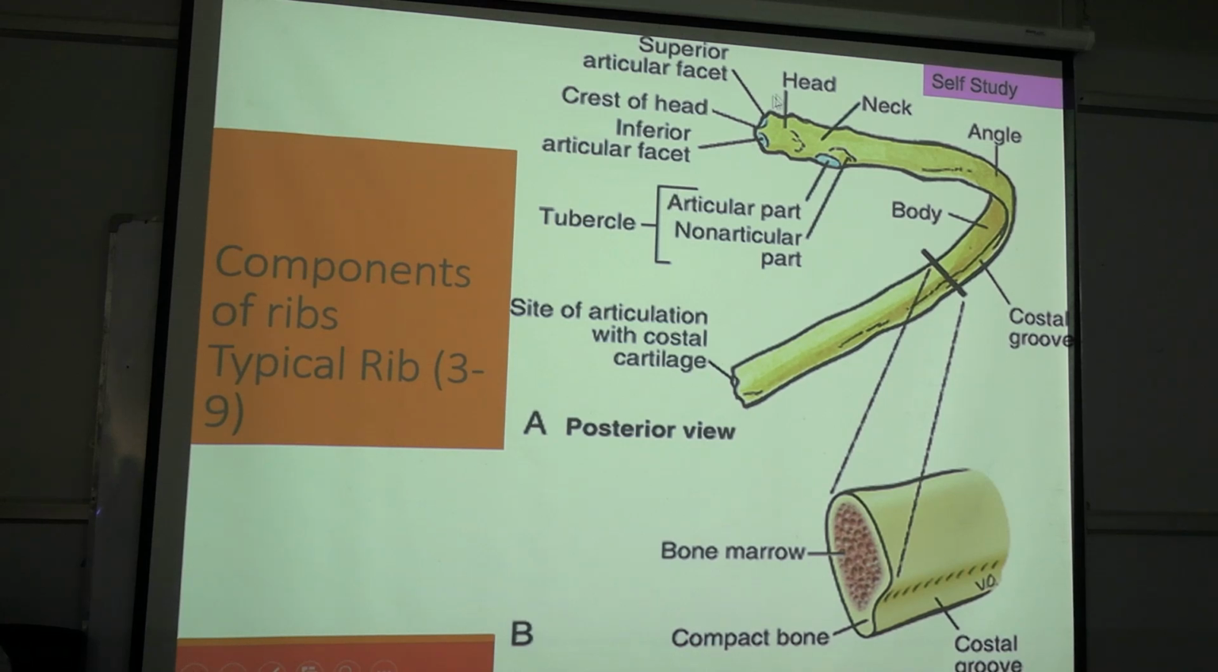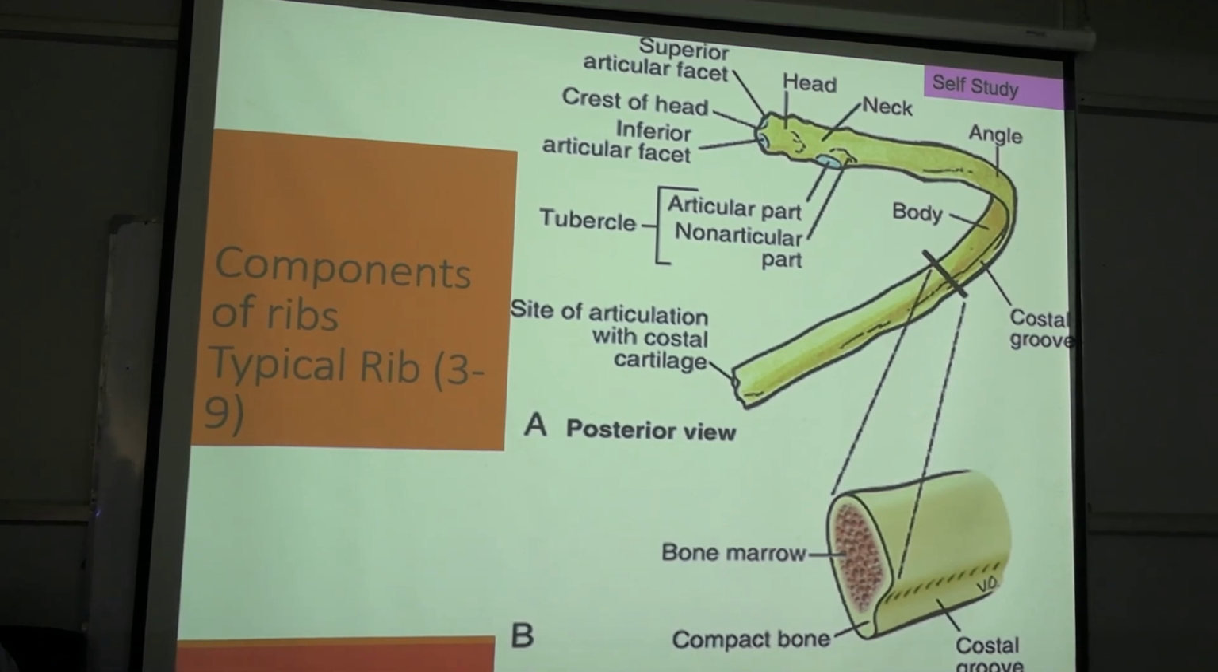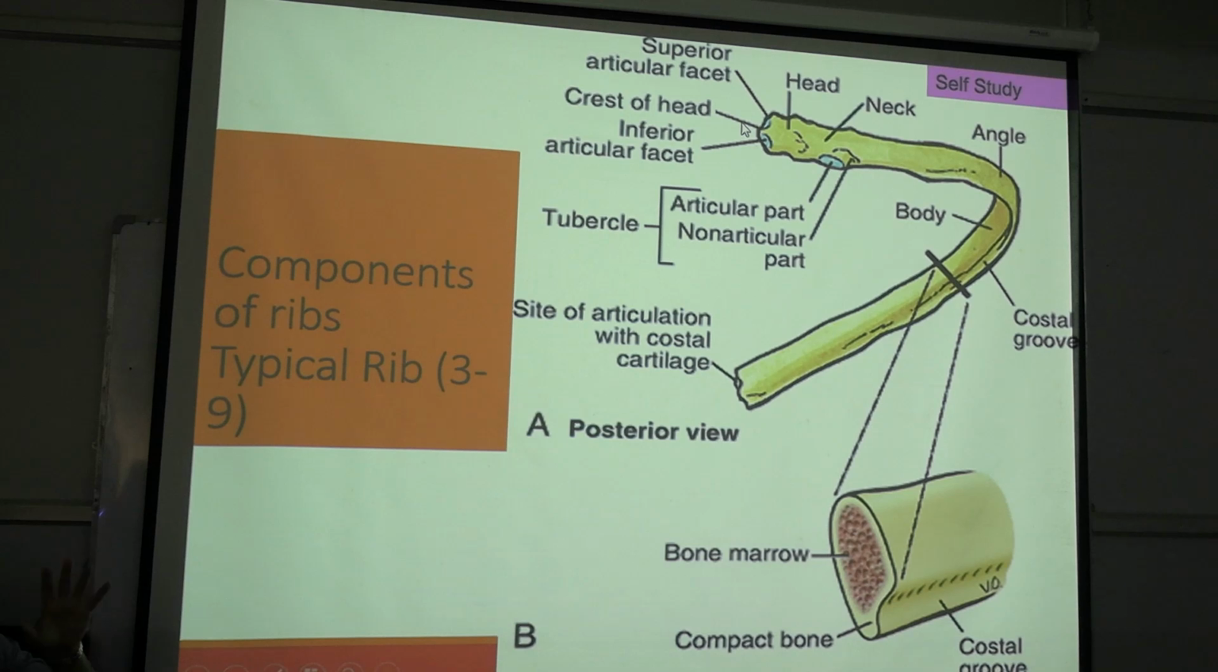Now focus on this head region. We talked about the facets. The head has two facets. We have 12 pairs of ribs, and all of them have a head with two facets, intervened by a ridge in between, except rib number 1. One facet is above and one below: the lower facet articulates with the body of the same number vertebra, and the upper one articulates with the vertebra above.